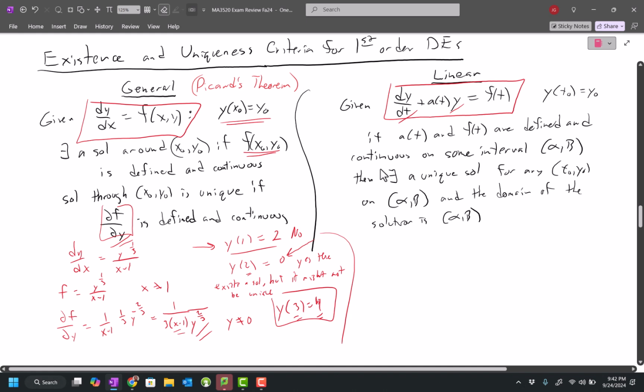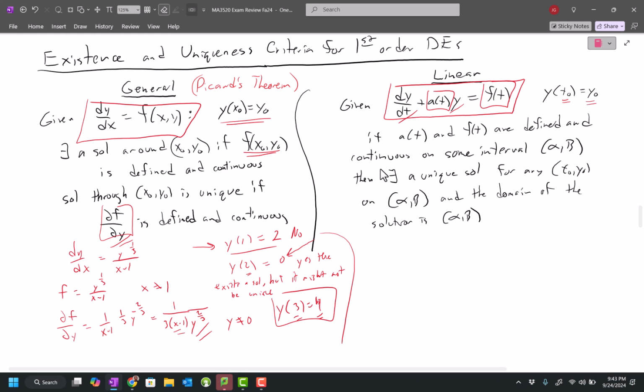So in order to determine if there's a unique solution at some condition y of t sub 0 equals y sub 0, all I have to check is a of t and f of t. As long as they're both okay and well defined at t sub 0, then there will exist a unique solution through that point. And not only that, but I actually know the entire domain of that solution.